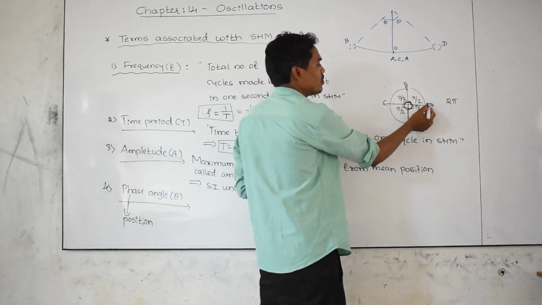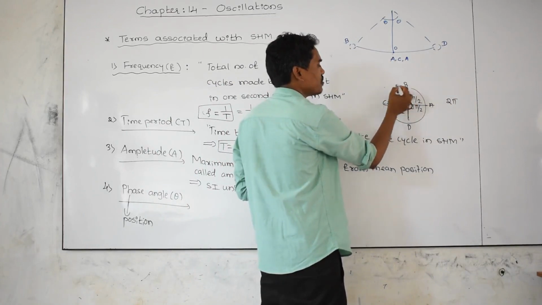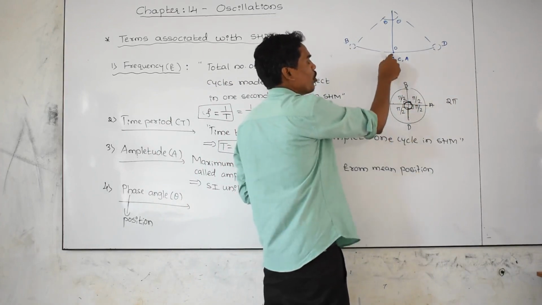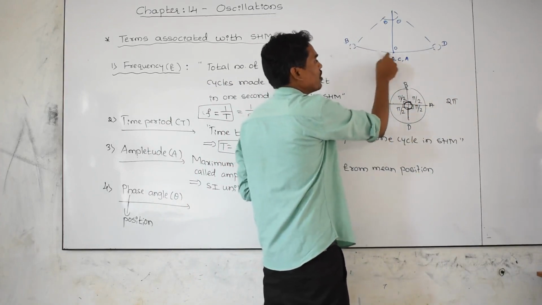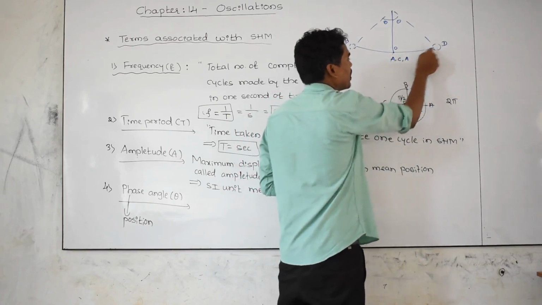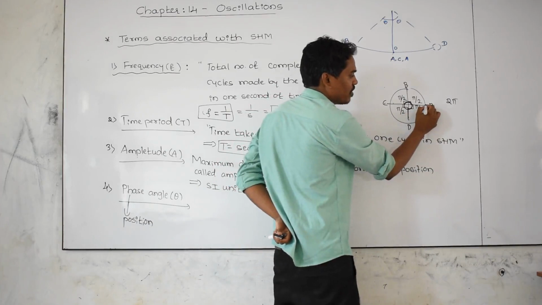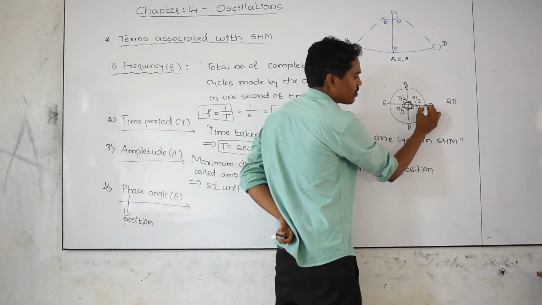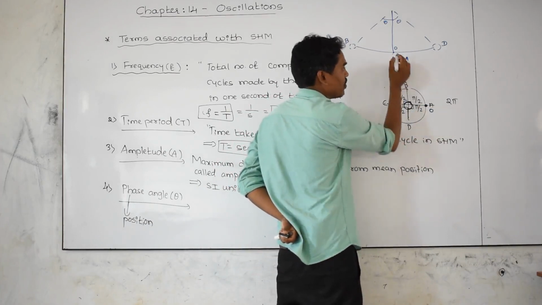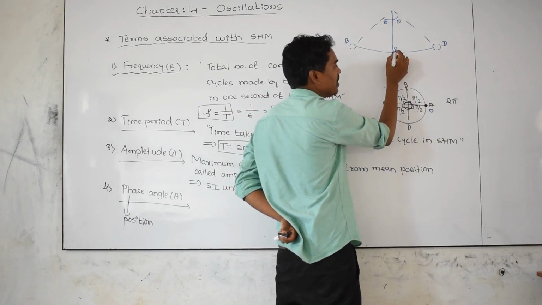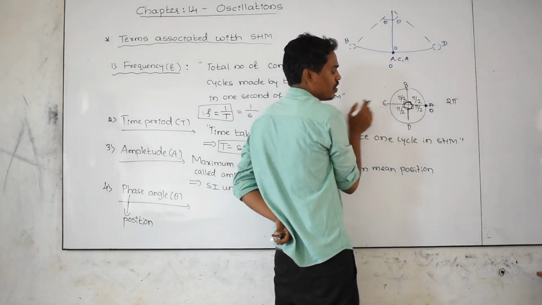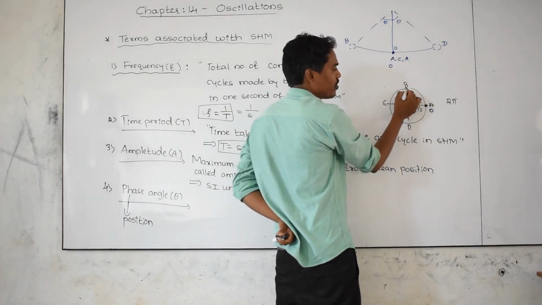The body is moving from A to B, B to C, C to D, D to A. When the object is present at A, what is the angle? 0 degree. When the object is moving from A to B, what is the angle?